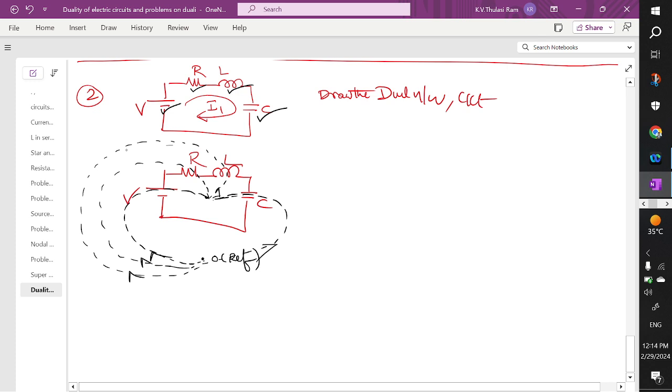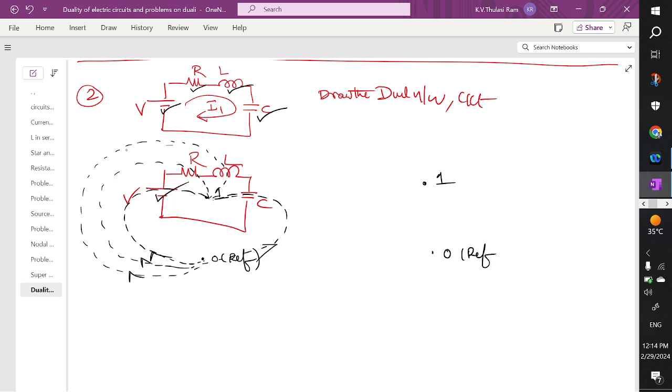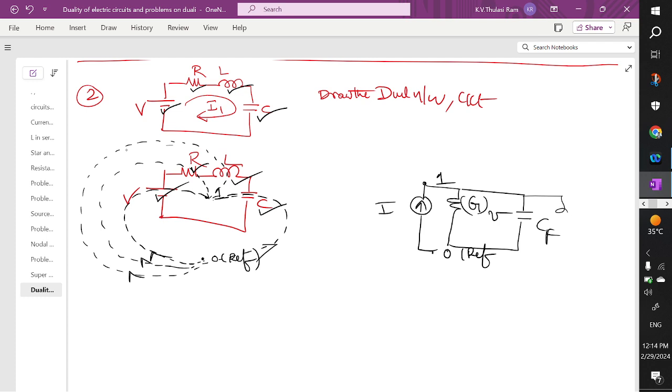So the dual for this: I'm going to mark node 1 and I'm going to mark 0. Between 1 and 0, what is there? The voltage source is there. Here you are going to get a current source, current I. Here you are going to have an inductor between 1 and 0. Now between 1 and 0 also you are going to have G, the units are mhos. Now between 1 and 0 you are going to have a capacitance, C farad. Now the capacitor will act like an inductor, and this is nothing but L henries.